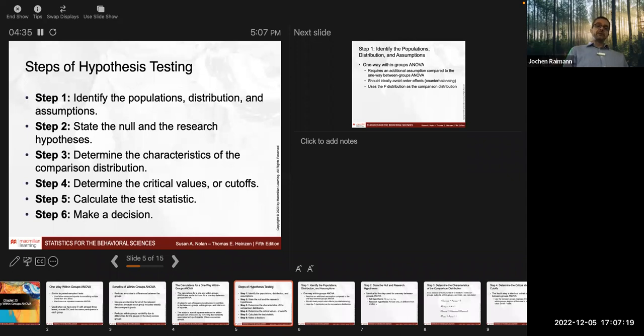We determine the characteristics of the comparison distribution. This is where we quantify the variabilities. We determine critical values or cutoffs. And this is done, and I'm flagging this, in the same fashion as we have done it with the F-score table with the one-way between groups and over, it follows the same layout. So this subject sum of squares, you're just removing it from the overall variability, but the rest is absolutely identical. You calculate the test of this and make a decision.